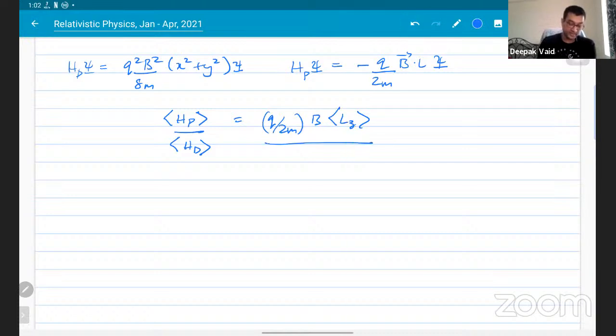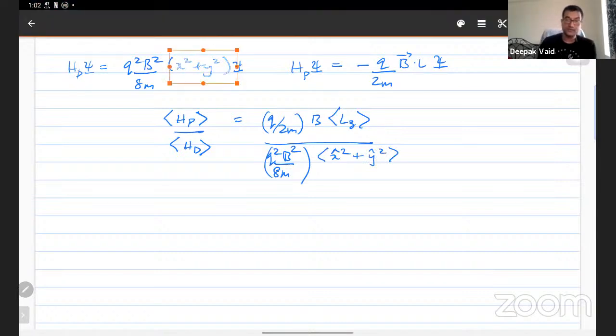And the diamagnetic term, we have Q squared B squared by 8m, right? And then you have the expectation value of this x squared plus y squared. These are also operators, right? X squared plus y squared.